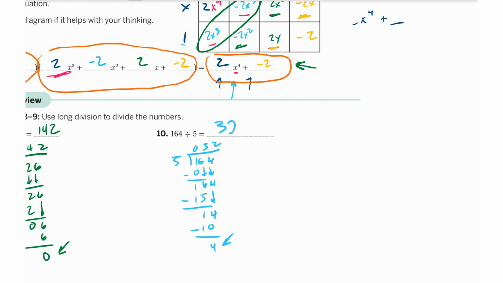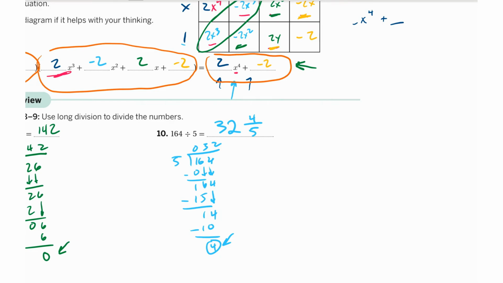So my solution here is 32, and then my remainder here goes on top. And then what I originally divided by goes in the denominator. So 32 and 4/5 would be my solution to this one here.